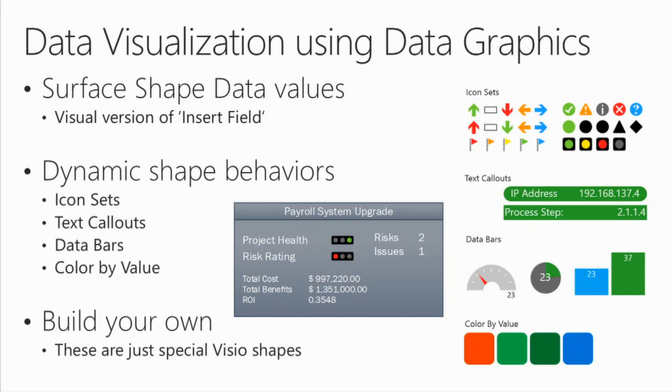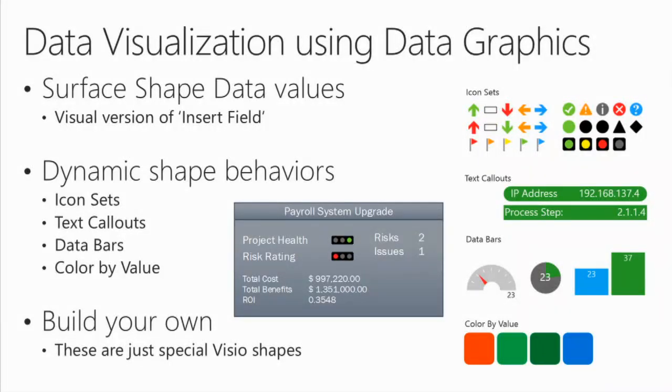Now this view here, this is just all talking about data graphics, and again, Krishna talked about data graphics earlier in his session. So I just wanted to talk a little bit more about these things, because they're really just Visio shapes. I mean, the flags, the traffic lights, the text callouts, the data bars, they're Visio shapes that already have some of those rules that I'm talking about just built into them, right? And they do have very specific scenarios that they're good for.